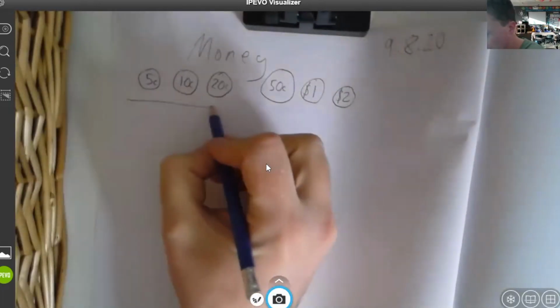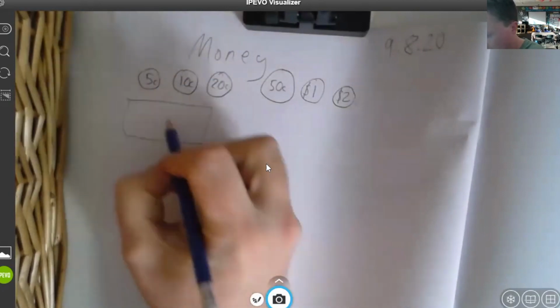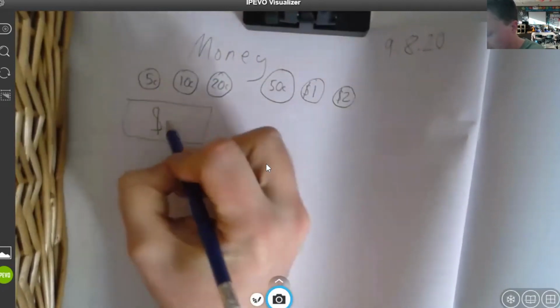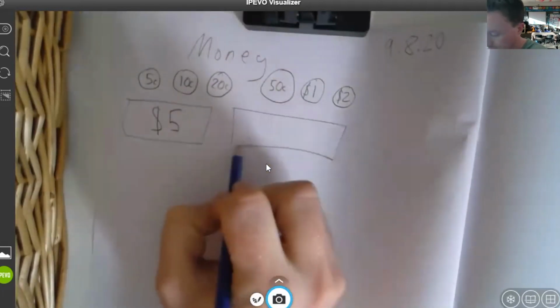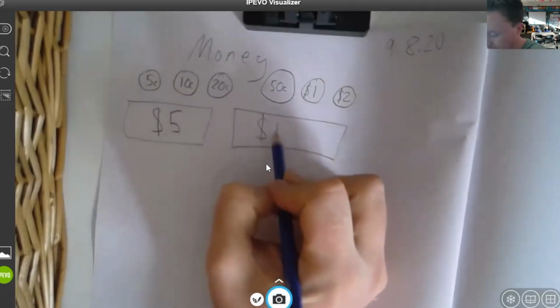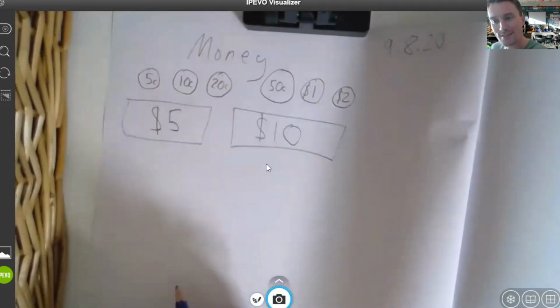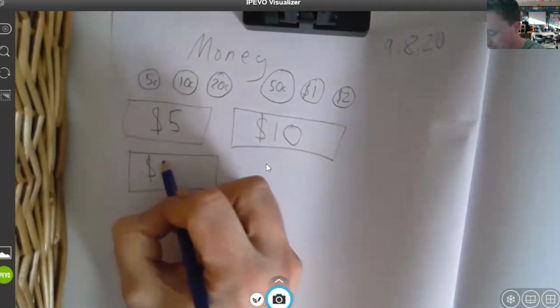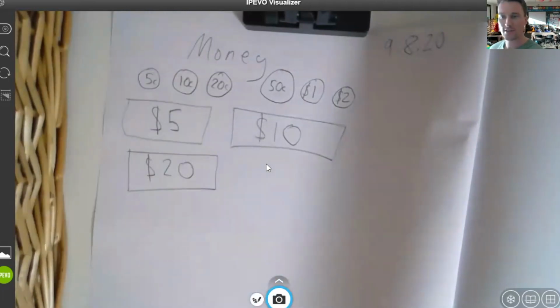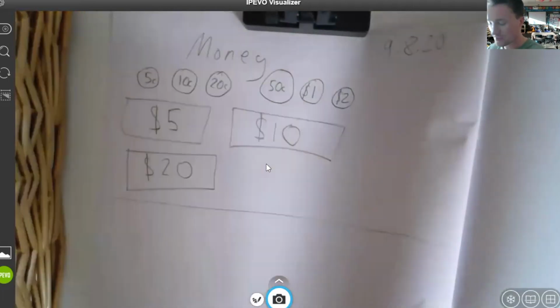Then we've got different notes that we've learned about. We know a big S with a line through it. We've got a $5 note. Then we draw another one, big S with a dollar sign. We've got a $10 note. And then we can draw another one, and we have a $20 note. And maybe do a line once you've done all of the coins.